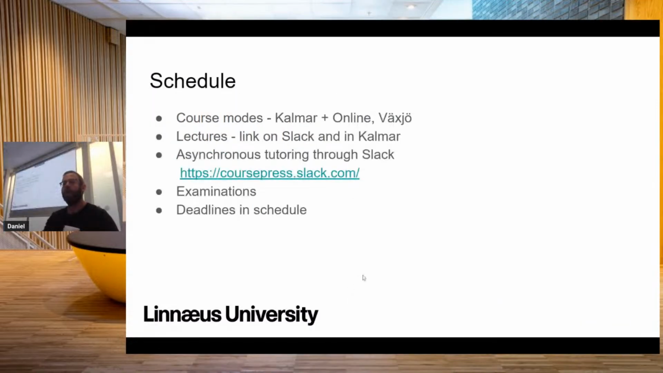Okay, in the schedule, note that there are different course modes. This is given in Kalmar and online, and almost everything in Kalmar is also online at the same time. And then we have Växjö. I'm going to give this lecture in Växjö also, because I want to meet the students in Växjö, and then I'm going to have tutoring sessions in Växjö. But this is the only lecture that I'm giving in Växjö. So the Växjö students are going to listen to these recordings also, or live events.